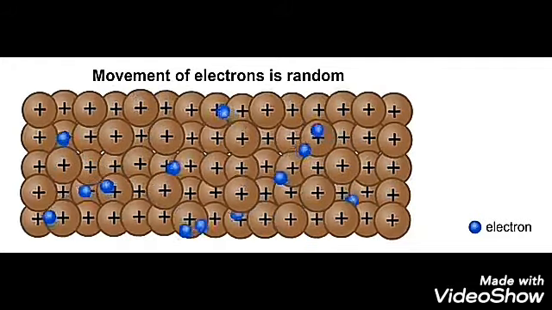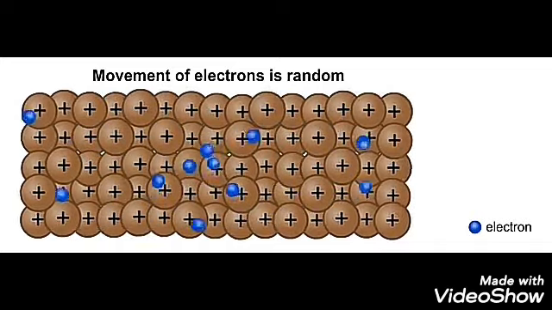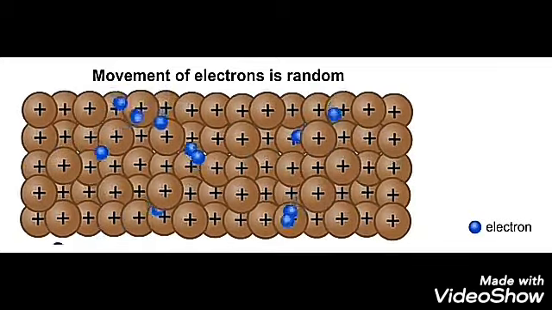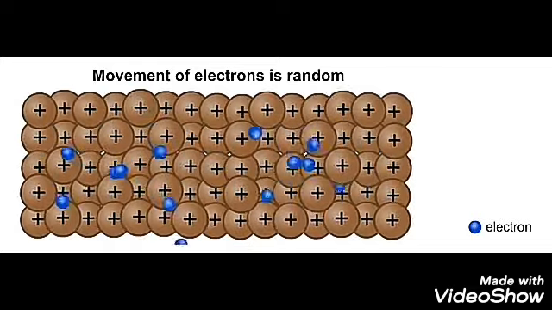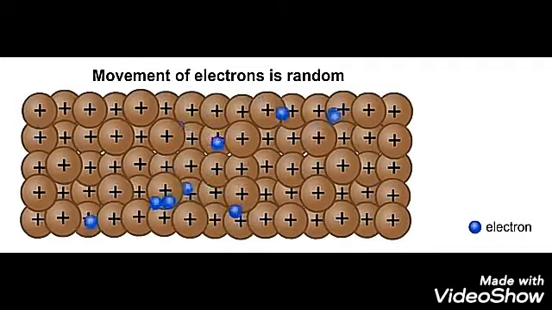As you can see, within the metallic structure, the electrons in the last energy level of each atom can change position, and that is why we say that they are delocalized. That is, they can change position. It is that movement that enables them to conduct electricity and even conduct heat.